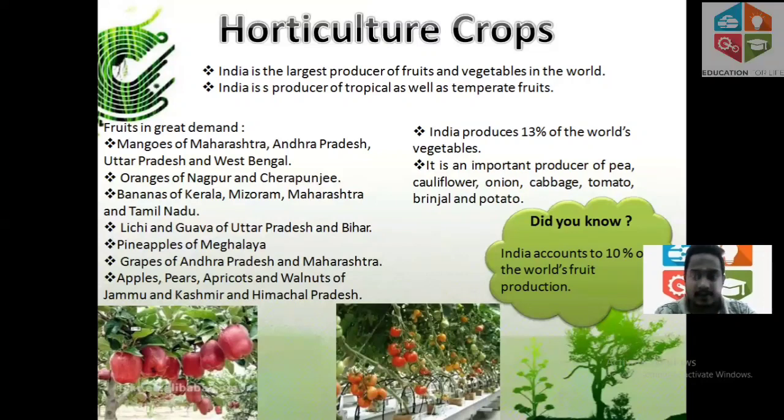and Himachal Pradesh. So India produces nearly 13% of the world's vegetables, and it is an important producer of pea, cauliflower, onion, cabbage, tomato, brinjal, and potato, children. So in the world we are producing nearly 13% of vegetables. Okay. And these are all about horticulture. So hope you understand it well.